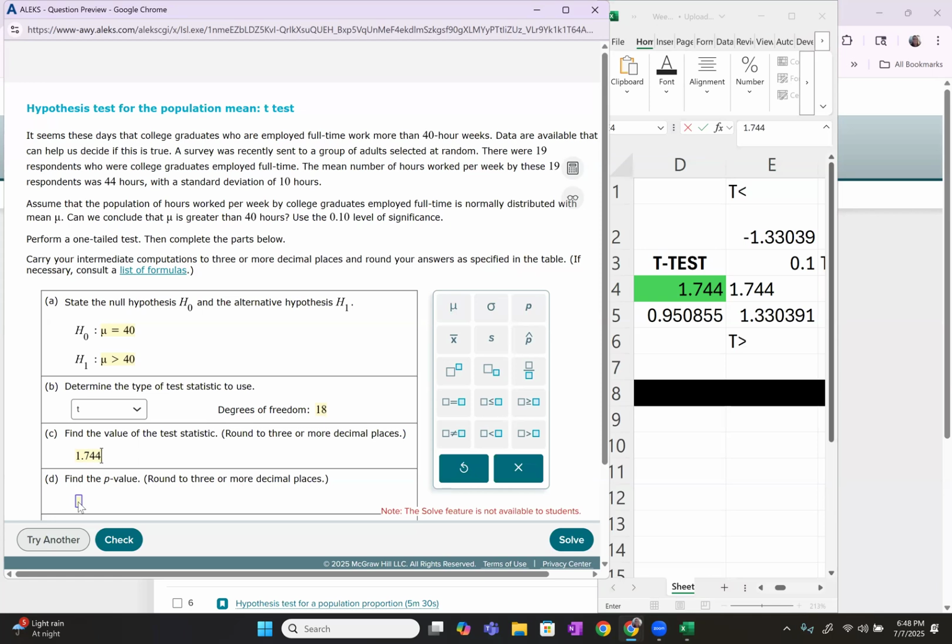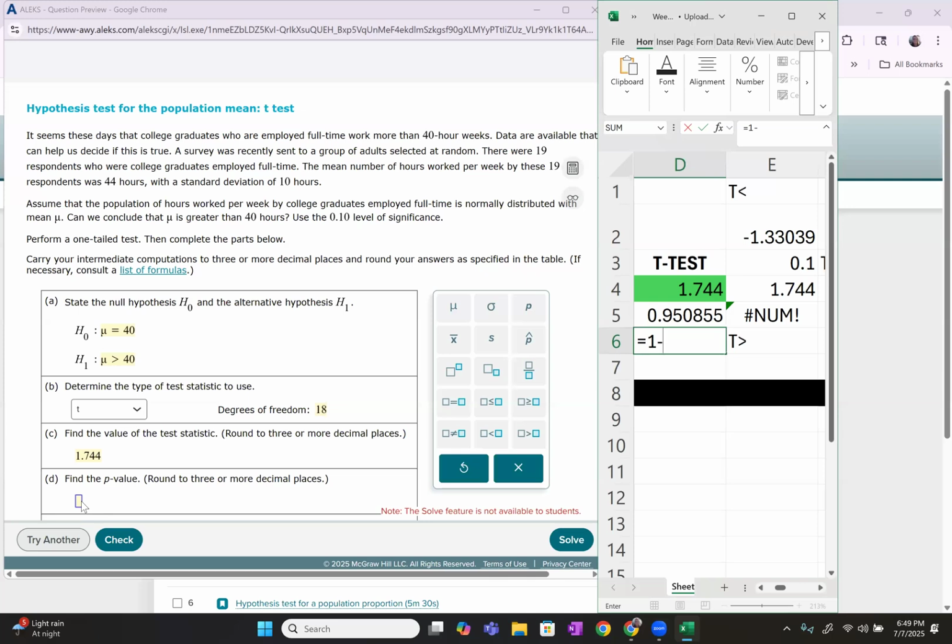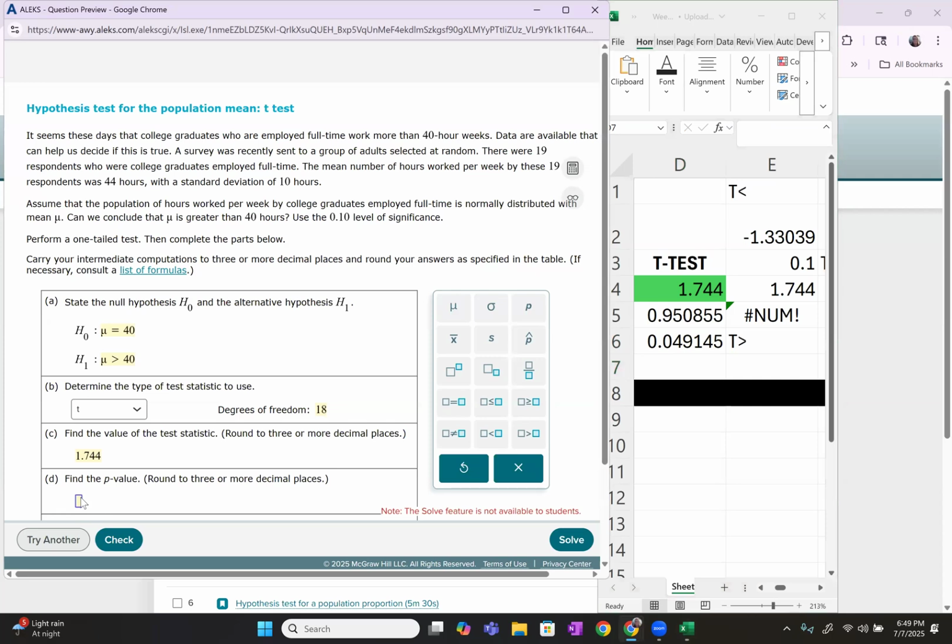All right. And what's their p-value? 0.951. Okay. You're going to go with 0.951? Or 0.950, I guess. I'm going to go with 0.95. So we check this. Let's see what's going to happen.